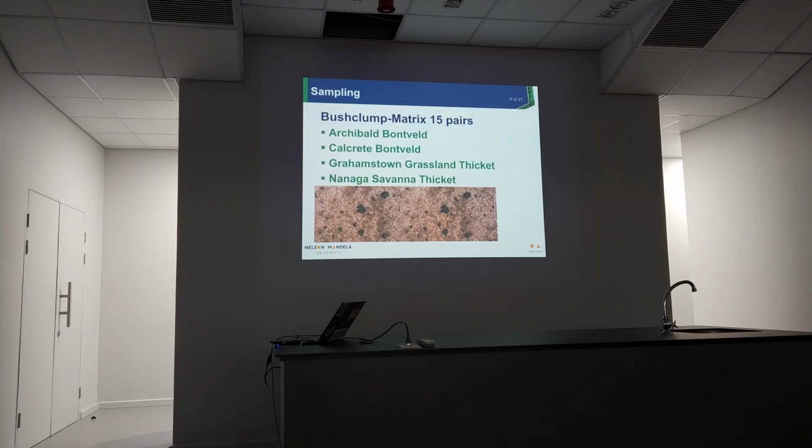So we measured 15 pairs of bushclump matrix combinations in the 4 types, and I'm going to use this terminology, if you will allow me: Archibald Bontveld, Calcrete Bontveld, Grahamstown Grassland Thicket, and Nanaga Savanna Thicket. The top 2 are Bontveld, so the matrix has grass and dwarf shrubs, often even of fynbos origin. The grassland thicket, the matrix is a grass. And of course, in savanna, we have Vachellia karoo trees dotted around the matrix.